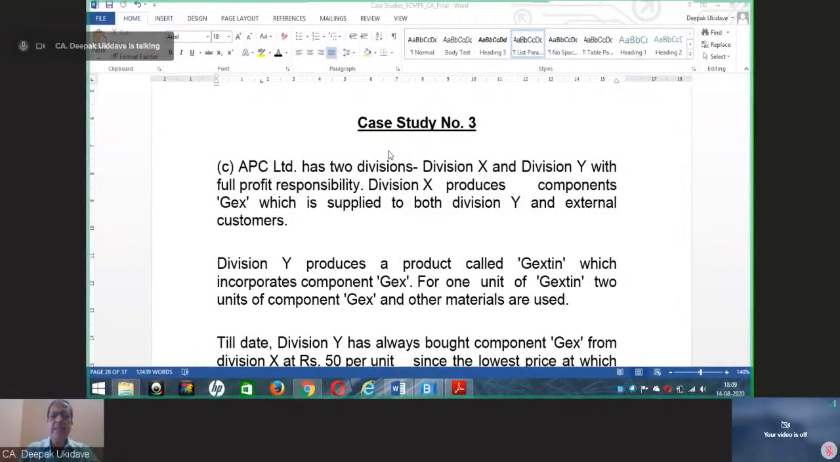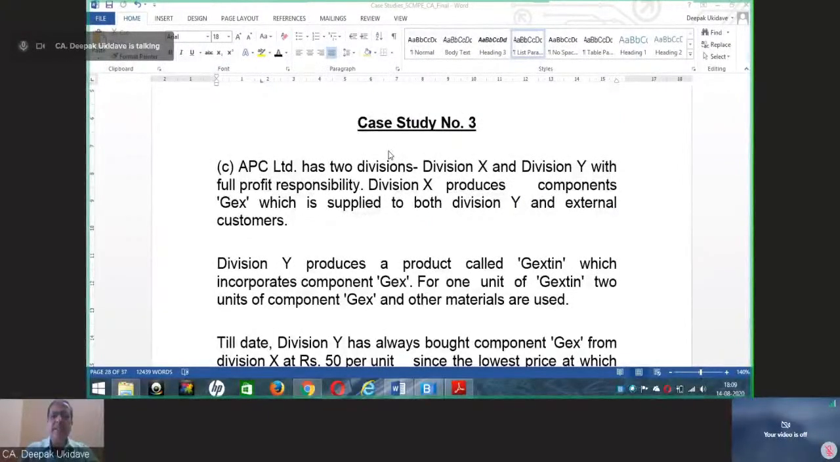And you subtract 142 variable cost from the selling price of 180, you get a contribution of 38 rupees for division Y. 38 rupees contribution multiplied by external sales of 1,20,000 will give you a total contribution of 45 lakh 60,000. You can do the calculations on the calculator. 38 rupees is the contribution for division Y multiplied by 1,20,000 units. So you get a total contribution of 45 lakh 60,000.